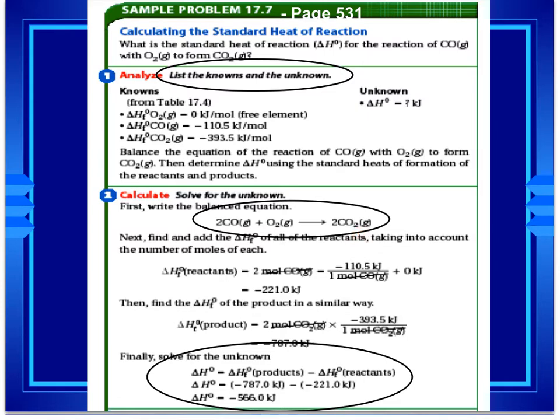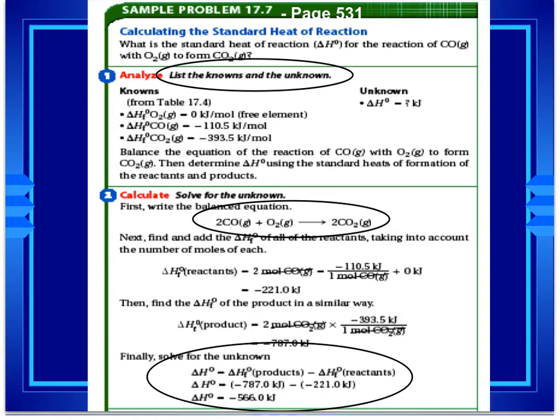We want to figure out the heat of formation of our reactants, because remember the equation is you take your products minus your reactants. So let's look at the reactants. We have 2 moles of carbon monoxide, and we know that is going to equal negative 110 kilojoules per 1 mole. We've got 2 moles here, so the moles cancel out. And we've got the 0 kilojoules over here because of the oxygen. So we find that our delta H for our reactants is negative 221.0 kilojoules.